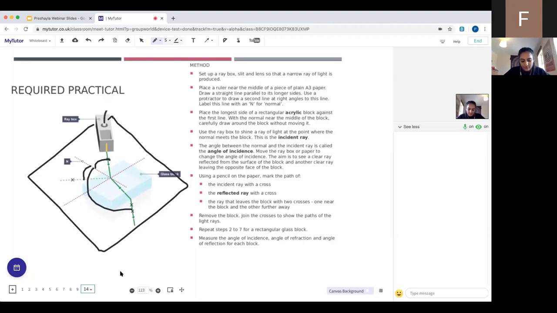Cool. And a couple of questions from someone. How would you improve the glass block practical, and what are the control variables for the required experiment? Okay, so for the controlled variables, that's going to be the block. So for one whole experiment, you're going to keep the block the same. You're going to keep it in the same place. The ray box is always going to stay in the same place. The normal's going to stay in the same place. Piece of paper is going to stay in the same place. All the positioning is going to stay the same.